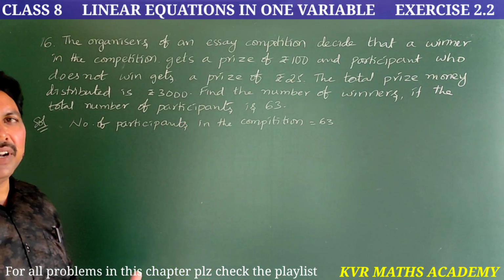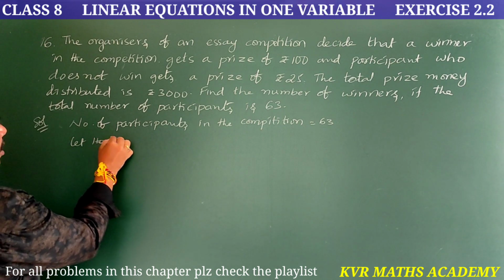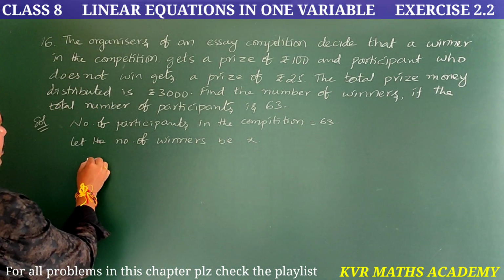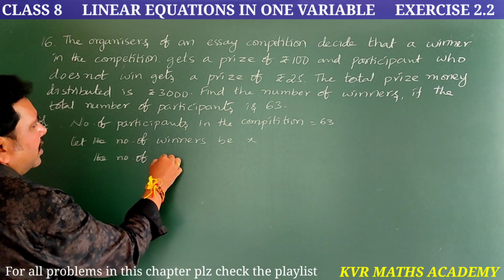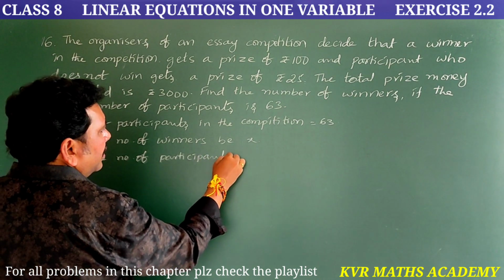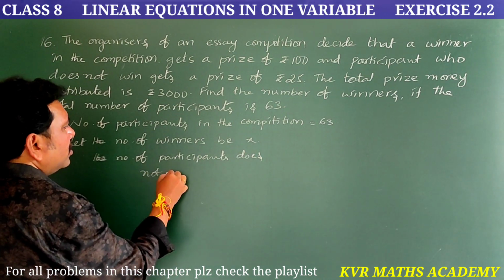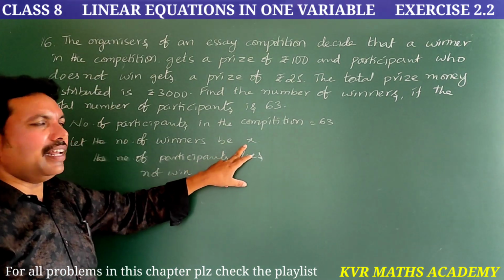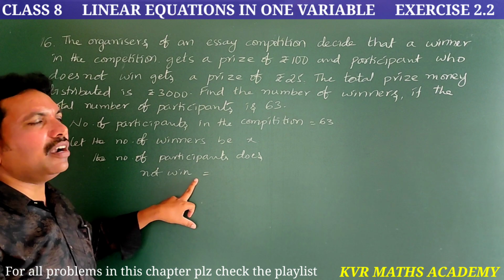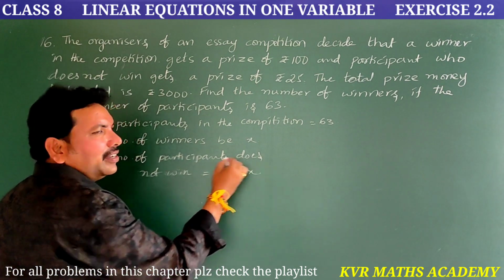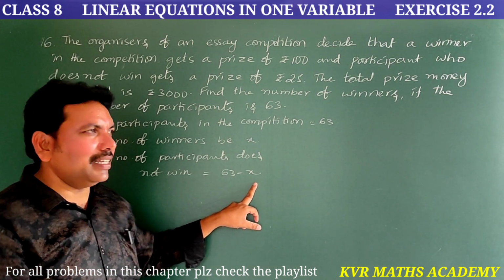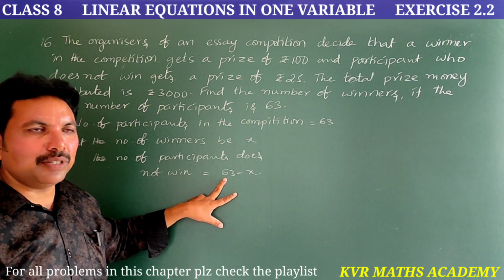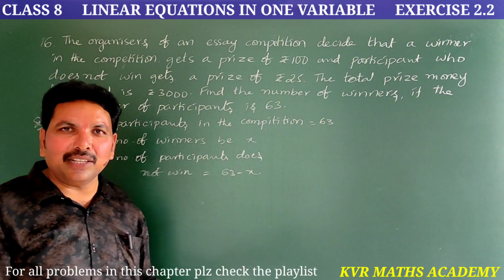Here, let us think the number of winners is equal to x. Let the number of winners be x. Yes, the number of participants who do not win is equal to how many? Here total number of competitors are 63, number of winners are x. So number of participants who do not win is 63 minus x, isn't it? Because total participants is 63, winners are x, then losers are 63 minus x only, right?